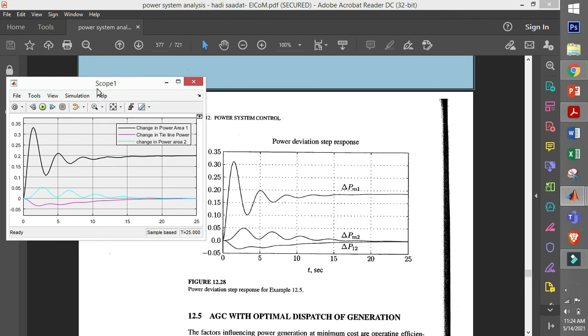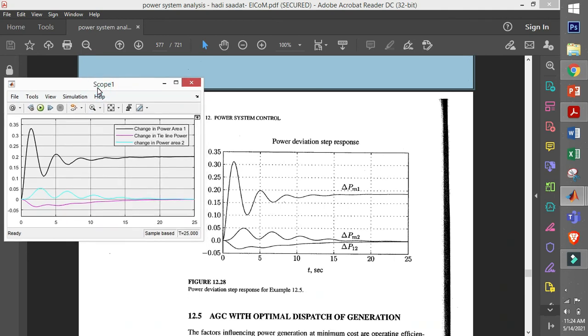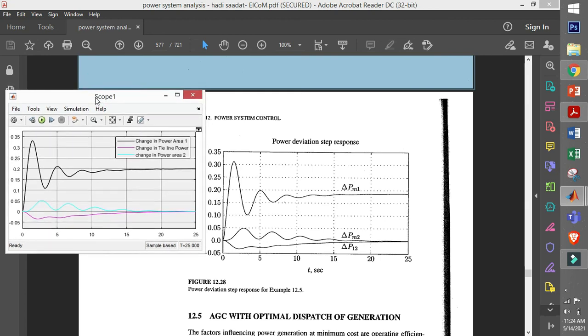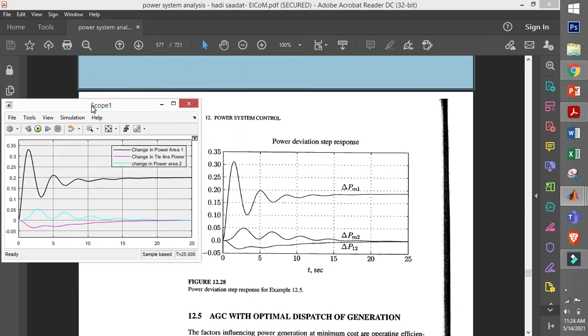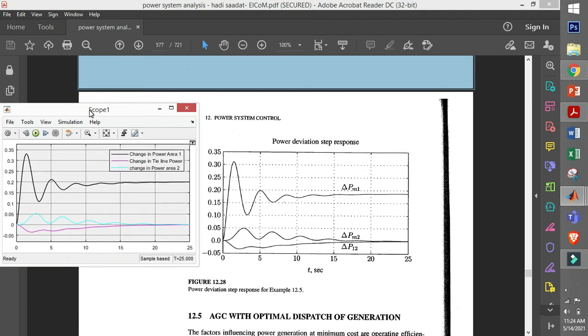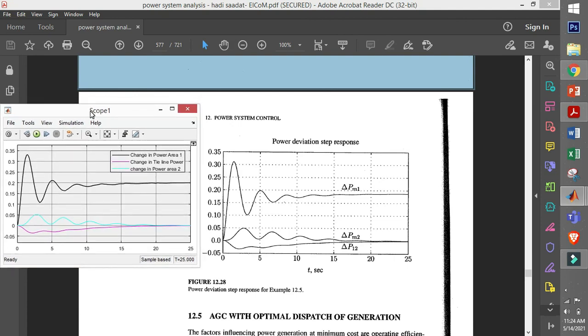So friends, this much is there today for this integral control video. Again I would like to say, if you are not exactly getting what is happening here, you need to visit the previous video, the one before this, then you will get a pretty good idea how this whole system is working.